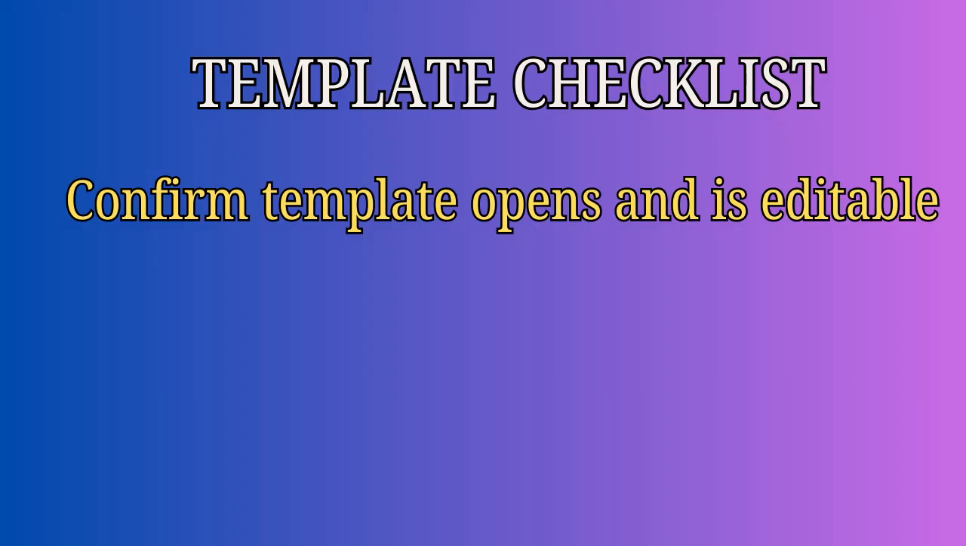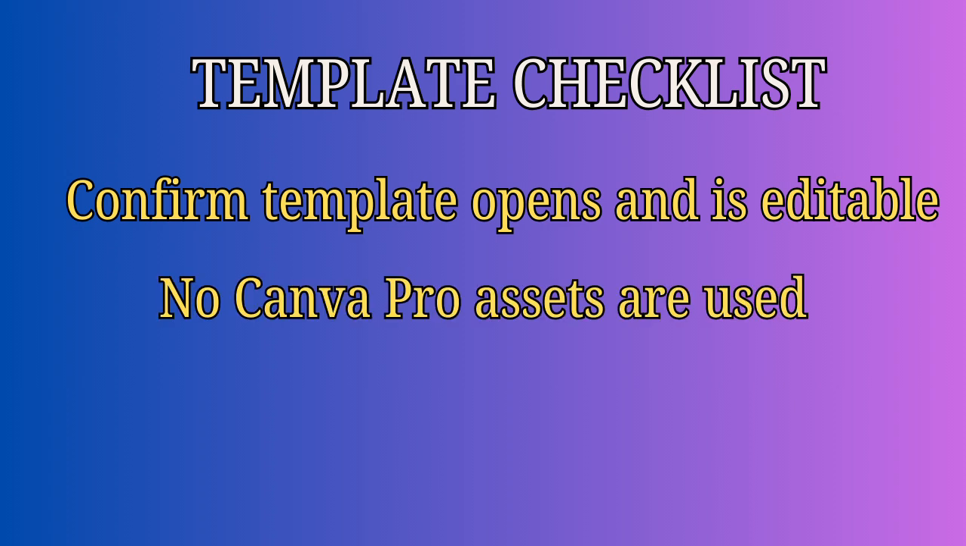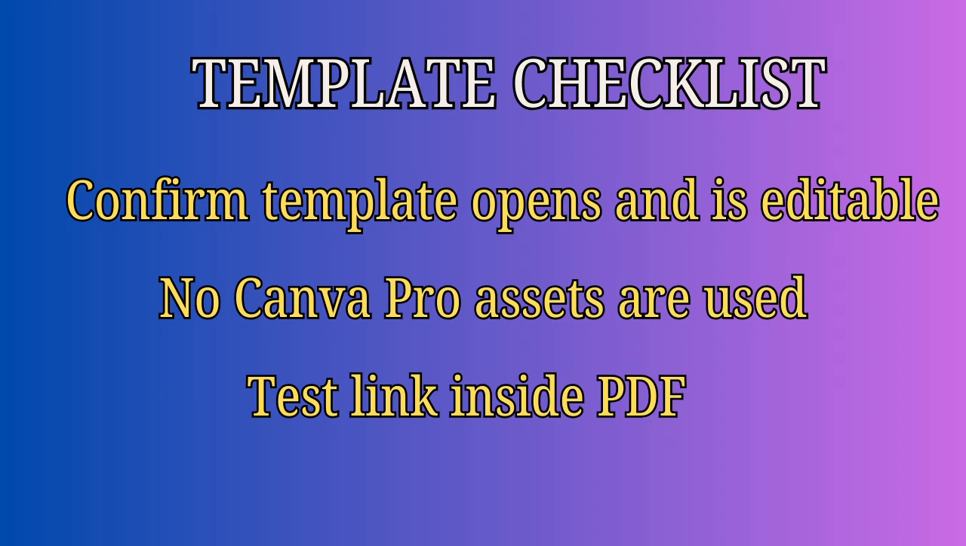Before publishing your listing, confirm that the template opens and is editable. Make sure no Canva Pro assets are used. Make sure the link works inside the PDF and that you didn't click Flatten. Testing your link once can save you a lot of customer messages and grief later.